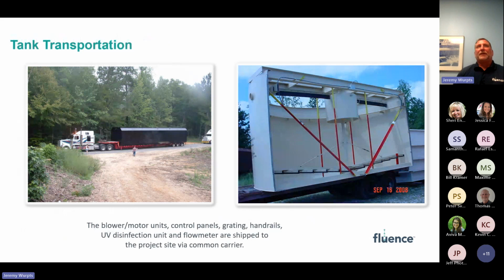A little more detail on the tank transportation. Like I said, these are designed for down the road shipping to be placed on flatbed trailers. You see the picture on the left. Some of our circular clarifiers, we have creatively cut them into sections to get them down the road within those shipping dimensions. And the important thing to note is that the blower motor and control panels and grating and handrails are all shipped on a flatbed down the road separately for installation on site.